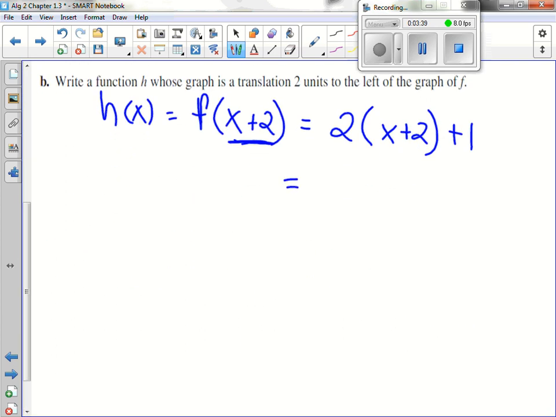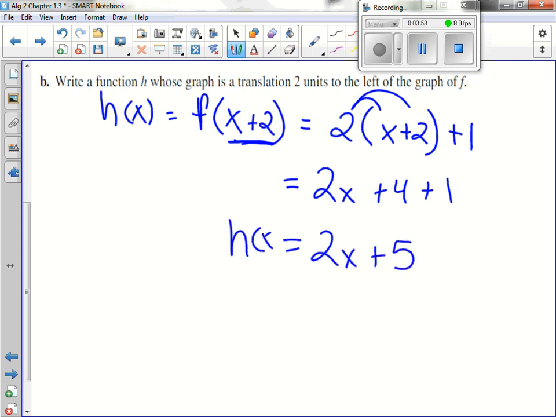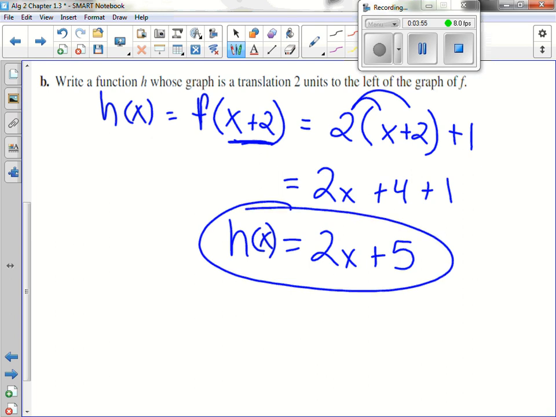Now what we need to do is simplify it. So we will distribute our 2 throughout. So 2 times x gives us 2x. 2 times 2 is 4 plus 1. Combine like terms. 4 plus 1 is 5. So our new function that is moved 2 units to the left is this right here. This is our new function. And that's all we have to do for this one here.